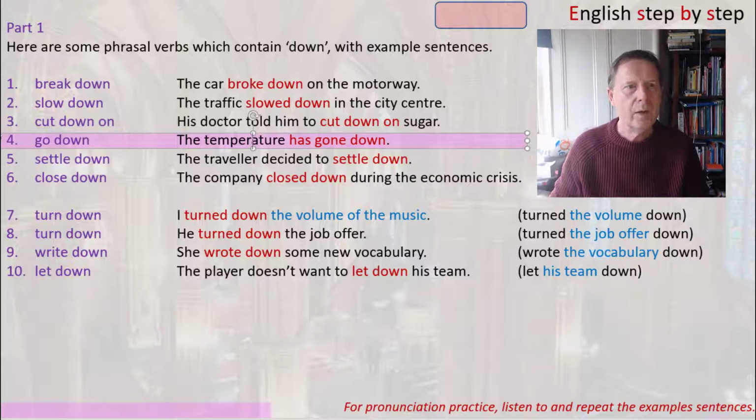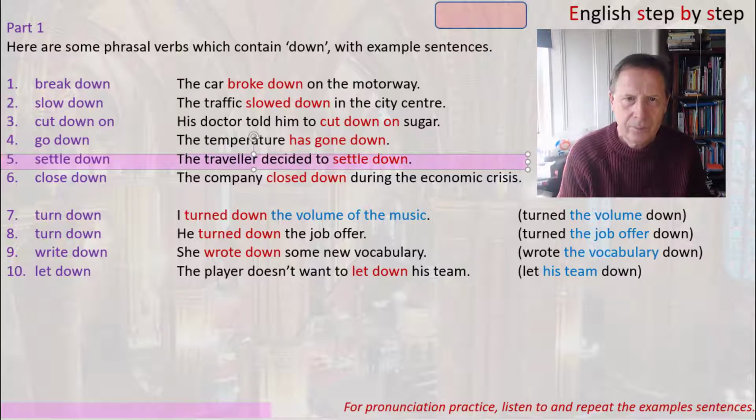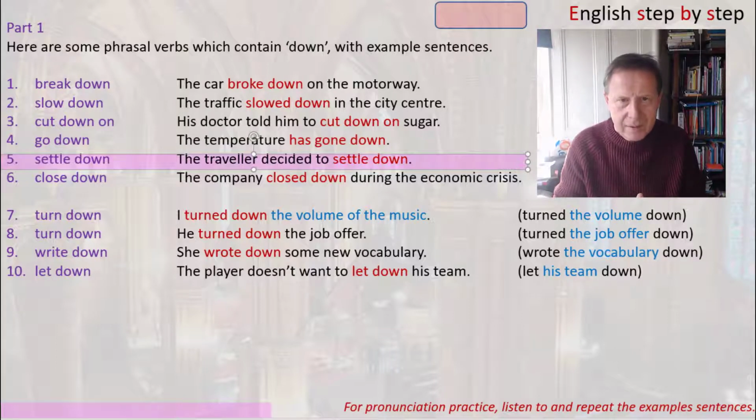The next one is settle down. Now, the example sentence is the traveller decided to settle down. And in this case, it means decided to stop travelling and make a home in one place, or to find a place to stay and not to travel again. So to settle down has this sense of making a home.